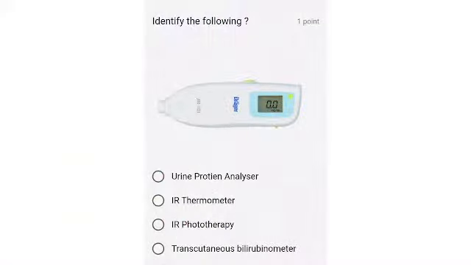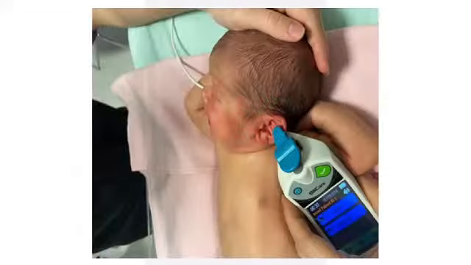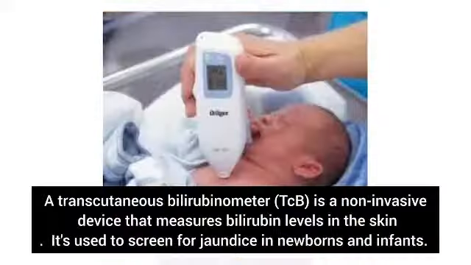Next question. Identify the following picture. Option A, urine protein analyzer. Option B, IR thermometer. Next, IR phototherapy or transcutaneous bilirubinometer. So what does the picture indicate? Can you check it? Yes, the correct answer is transcutaneous bilirubinometer.